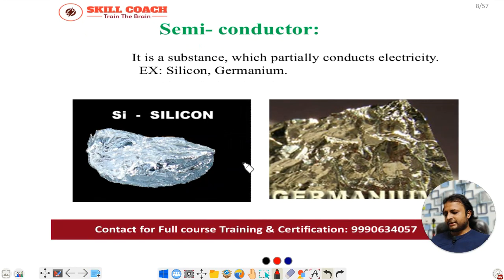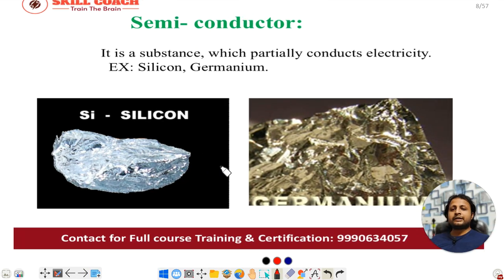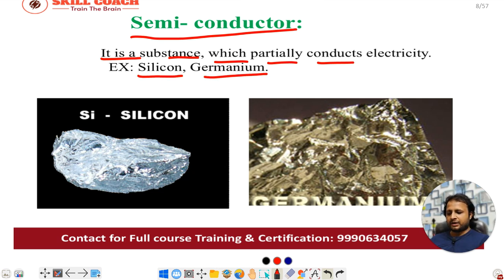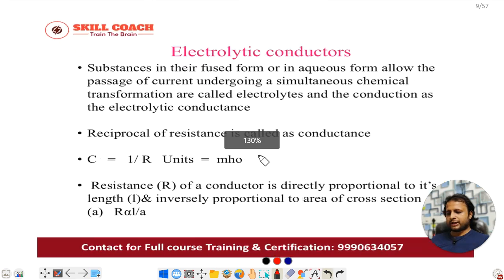And semiconductors are very important from this point of view. If you are looking at power electronics or electronics, complete electronics is based on semiconductors. In electric vehicles currently the use of electronics is very high, so power semiconductors are important to understand. They play a very important and major role in an electric vehicle controller. So semiconductors are substances which partially conduct electricity. For example, you can consider silicon and germanium. And next, we are going to cover electrolytic conductors.